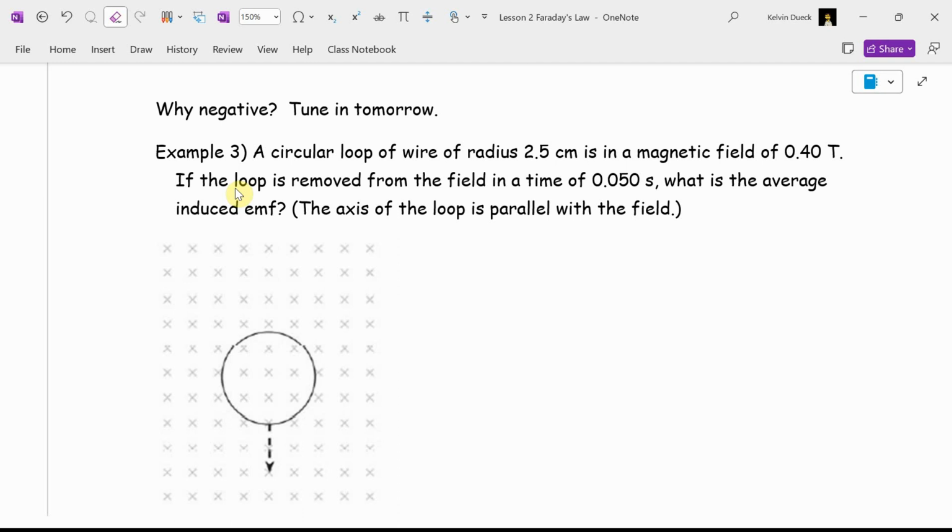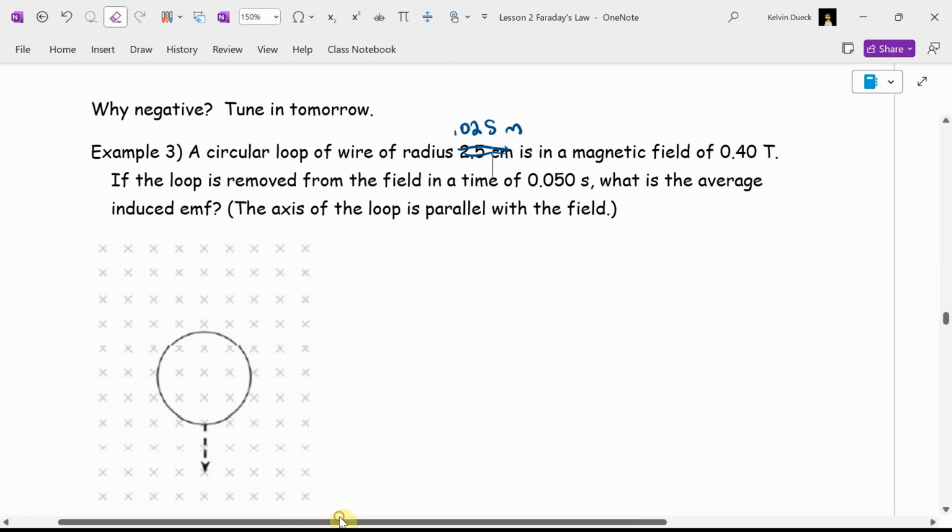Okay. A circular loop, it's a circle. Let's remember that. A loop of wire of radius 0.025 meters is in a magnetic field of 0.4 teslas. If the loop is removed from the field in a time of 0.05 seconds, what's the average induced EMF?